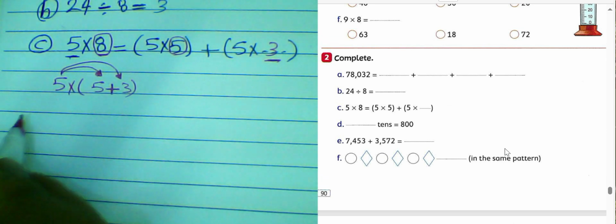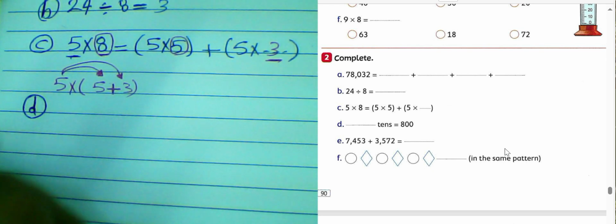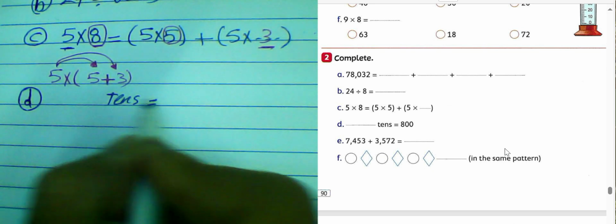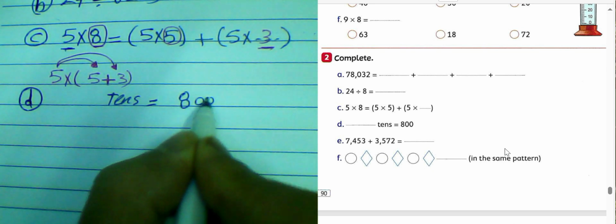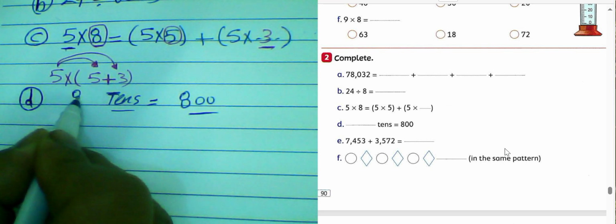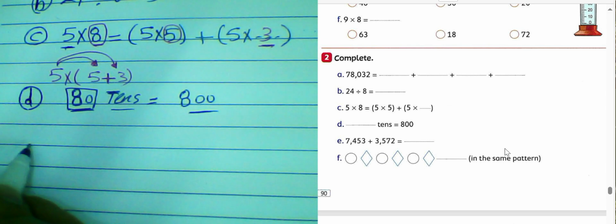Question letter D. Space tens equal 800. 800 divided by 10. It will be 80. We can write here 80. Question letter E.